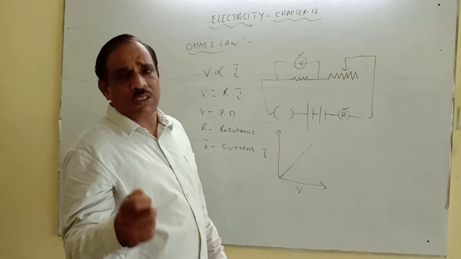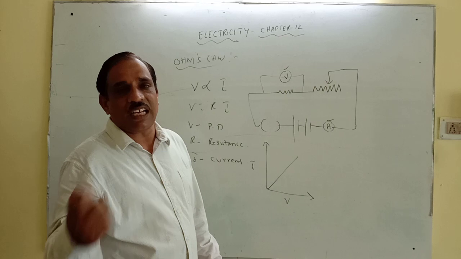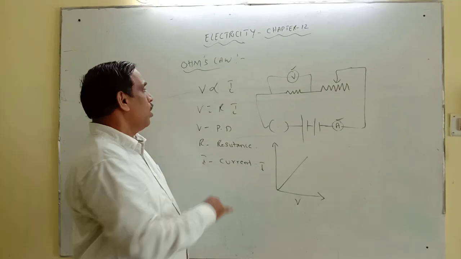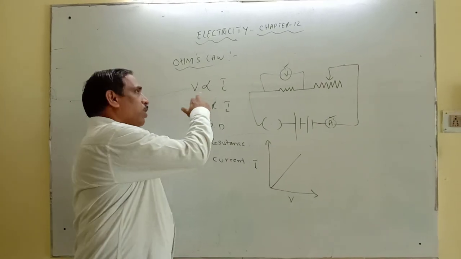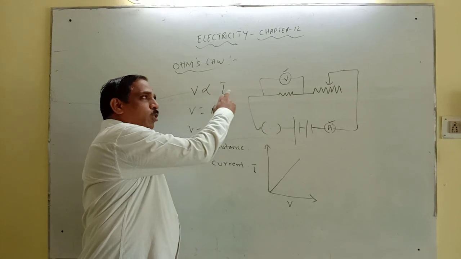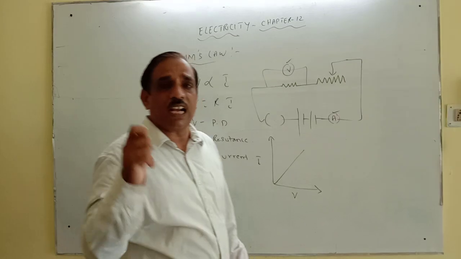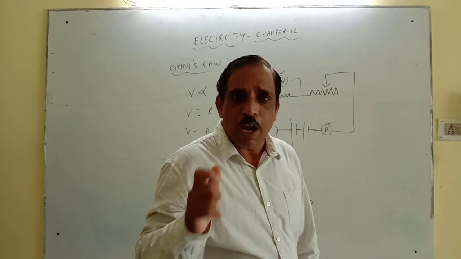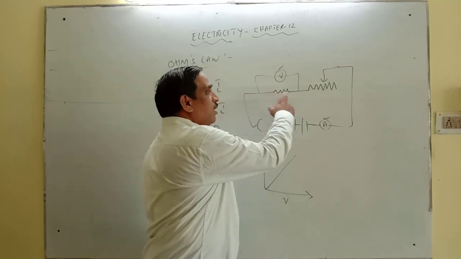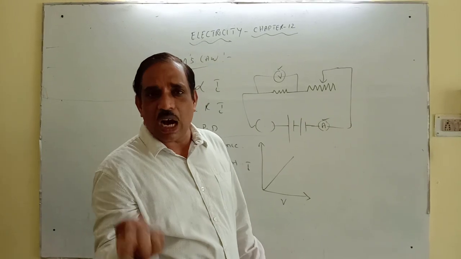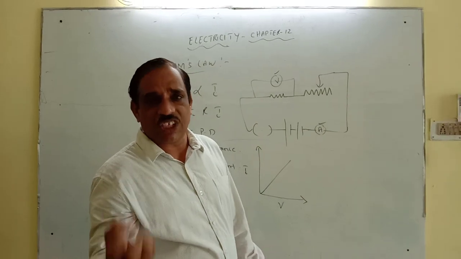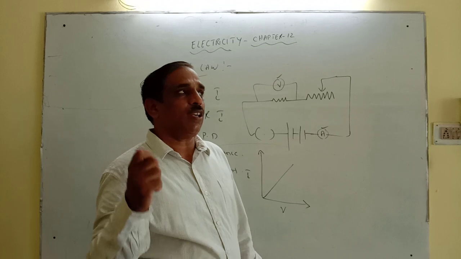One is the direct question: define Ohm's law and write its limitation. Ohm's law can be defined as: potential difference is directly proportional to the current. Its limitation is that it is applicable only at constant temperature. If you continuously pass the current, the wire gets heated. If the wire gets heated, the temperature will change. That's why this cannot be applied.